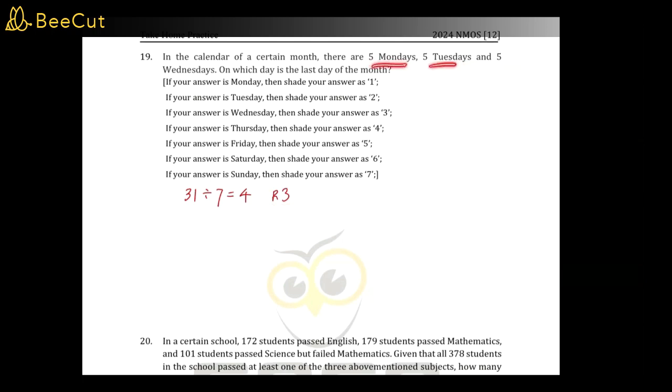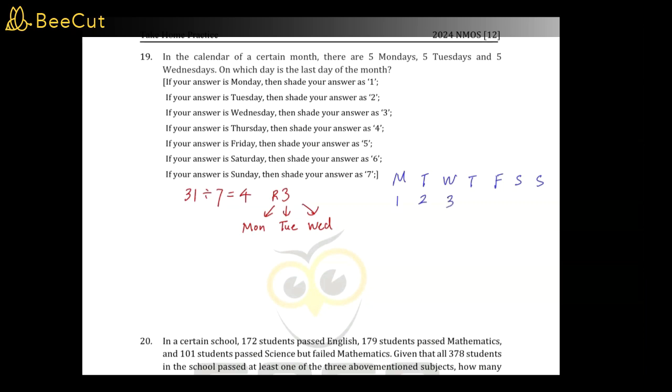So there are 5 Mondays, 5 Tuesdays, and 5 Wednesdays. This is from the remainder. These are the ones with the extra day. So if we draw the calendar, Monday, Tuesday, Wednesday, Thursday, Friday, Saturday, and Sunday, it always starts from the one with the extra day. So the first day of the month is a Monday. Second day is a Tuesday. Third day is Wednesday.